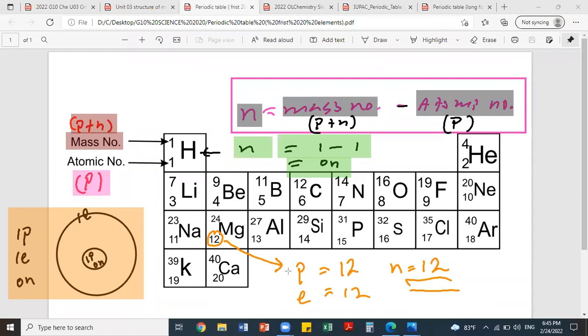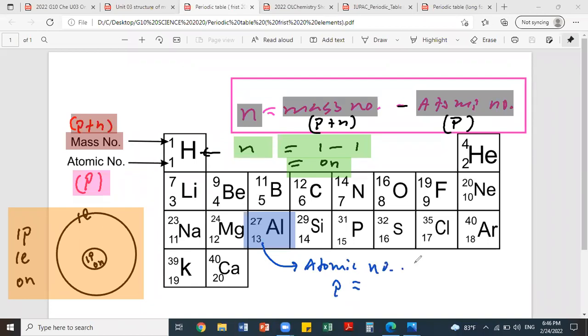I'll ask one more question. Please raise your hand. Next, aluminium. I'll highlight the aluminium atom here in blue. Any volunteers? I want you to tell me the atomic number, the number of protons, the number of electrons, and the neutrons. Atomic number, protons, electrons and neutrons, all four you have to tell me now. Yes, Kishon.